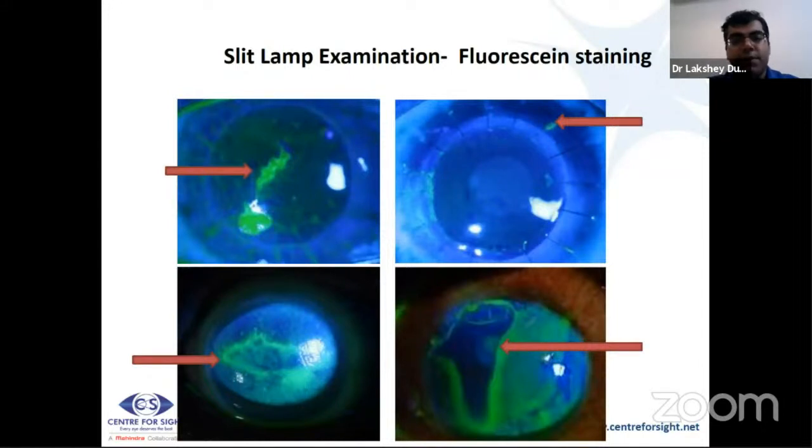Other examples of fluorescein staining. The first one shows the epithelial defect, and mucus at the suture site. The last one shows a negative staining pattern, in which a raised epithelial bulla does not stain. So this is negative staining by fluorescein.